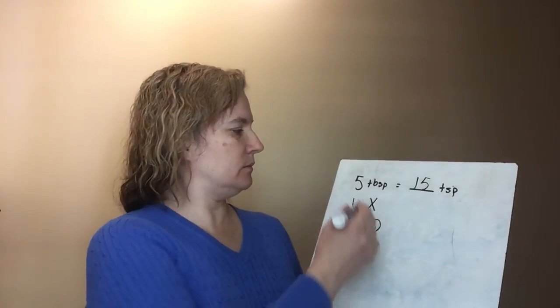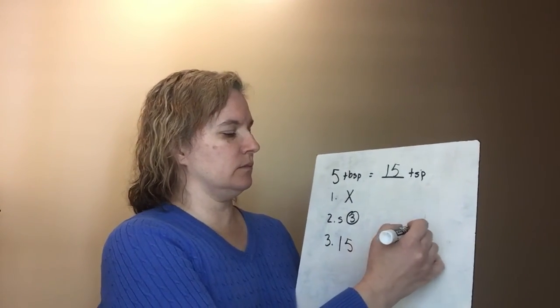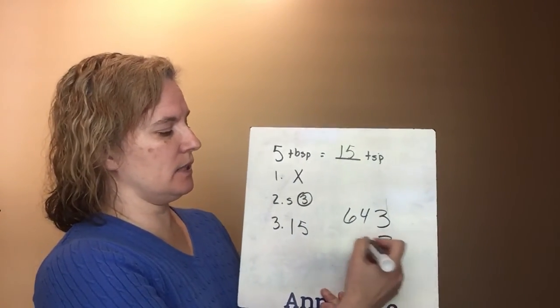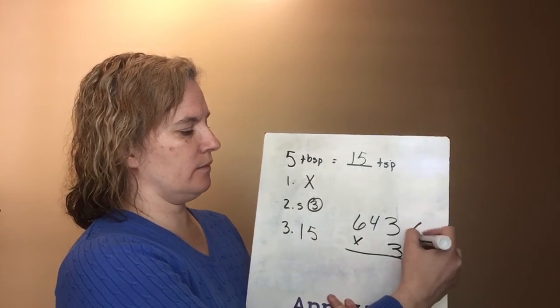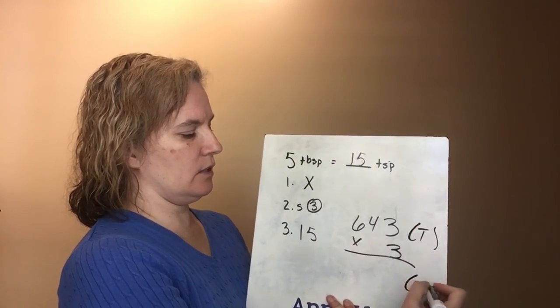So if you have 4 tablespoons, 4 times 3 is 12. If you have 20 tablespoons, 20 times 3 is 60. Whatever number of tablespoons you have, you're going to times it by 3 to get your teaspoons. That's all there is to that lesson.